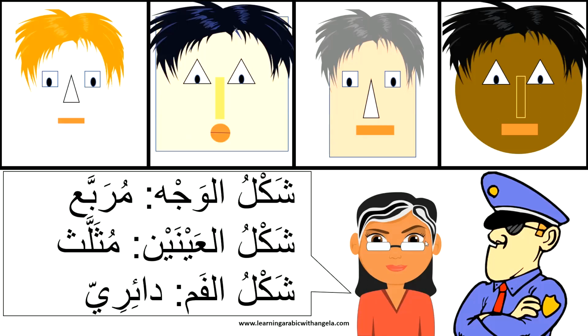Okay. Next one, التالي. شكل الوجه مربع. So the shape of the face is square. How do we know? From أربعة, as I said. أربعة مربع. شكل العينين مثلث, from ثلاثة. So we're looking at a triangle. شكل الفم دائري, so round, from دائرة, دائري.